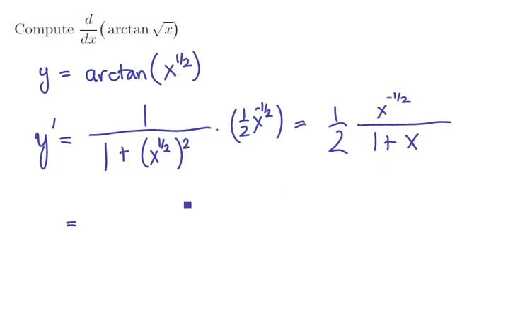Of course, since we have already got a bunch of denominators, let's just bring that top guy down. So we have 1 over 2 times x to the 1/2 times the quantity 1 plus x. And so there's our derivative.